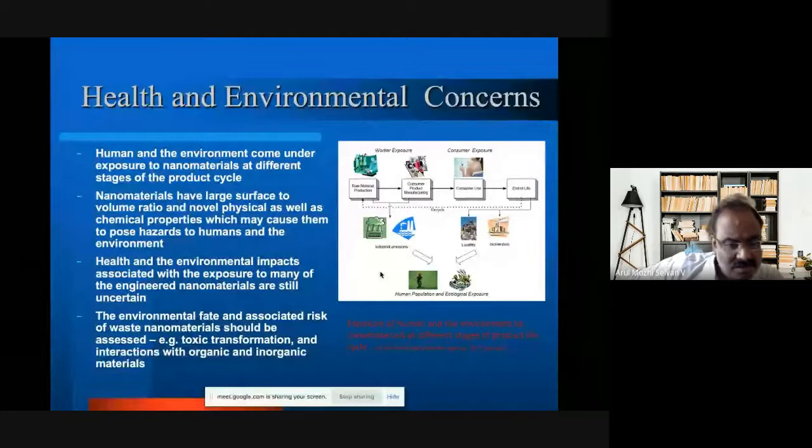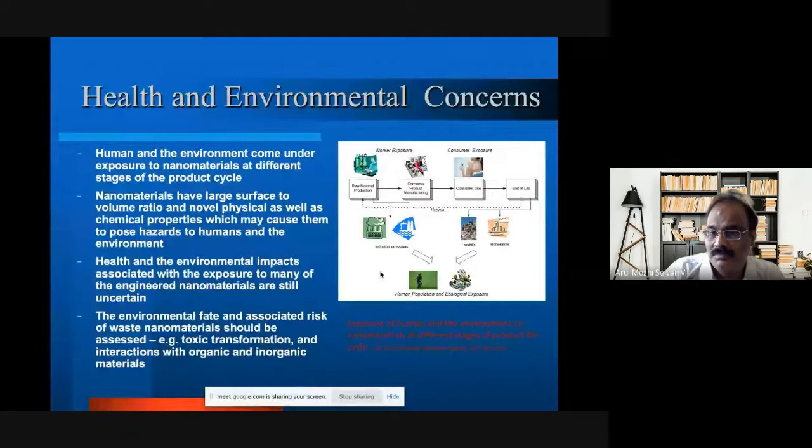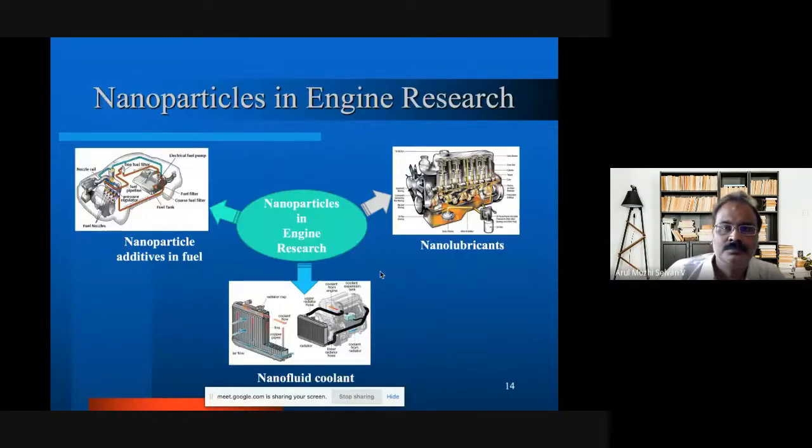And another research area I'm opening is how to capture those nanoparticles which are not taking part in combustion. This is still a challenge. In addition to the fuel side, nanoparticles can also be used in lubricants or nanofluid coolant. So you can go for integration of these nanoparticle additives in engine research.